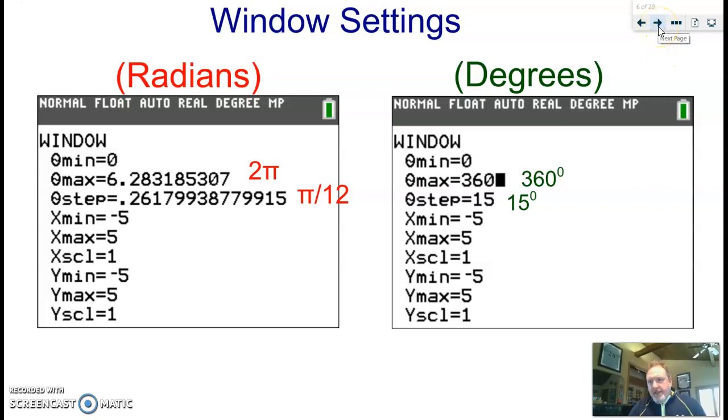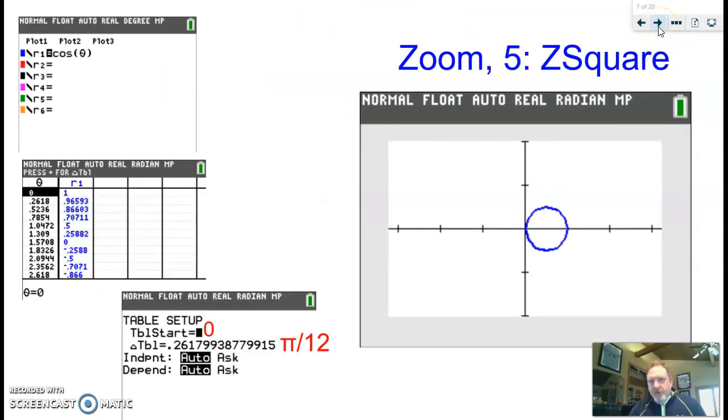So now going back to these parent functions, what are we dealing with? I just started here with cosine theta. So if you hit y equals on your calculator, it's going to give you R1, R2, R3 in polar mode instead of Y1, Y2. And we can see this right here. I just typed in cosine of theta.